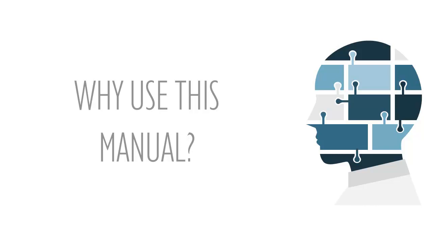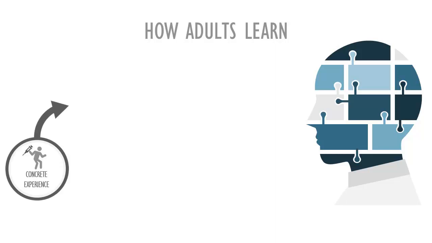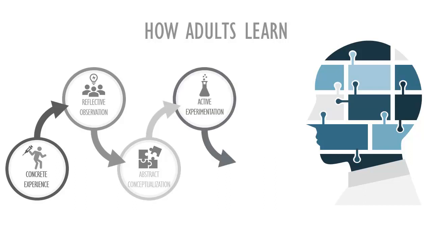So, why should you use this manual? Let's take a moment to see how adults learn. According to the experiential learning cycle developed by educational theorist David Kolb, adults learn best through having a concrete experience, reflecting on that experience, reframing that experience to develop new ideas or ways of understanding, applying the new ideas to new or different situations, and transferring that information to their own life.